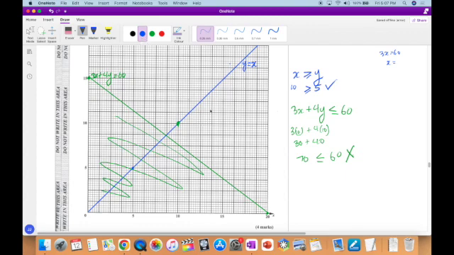The inequality is true on this side of the blue line. And so the region that is true for both will be this region here. And you could name this region R and just shade this entire region. This region will be the region that is true for both.